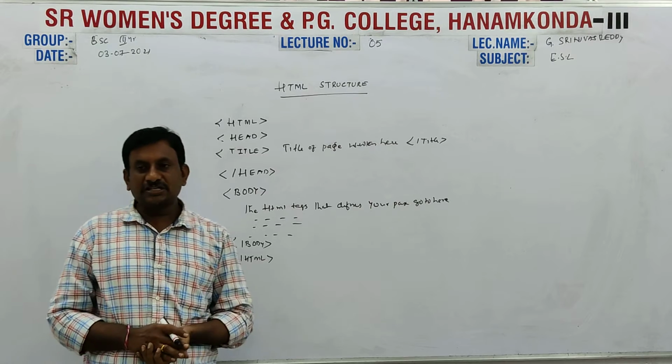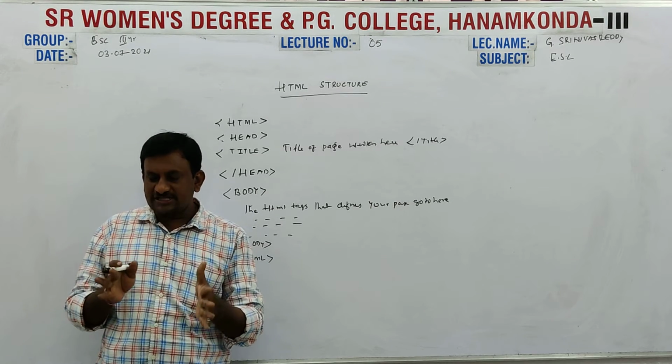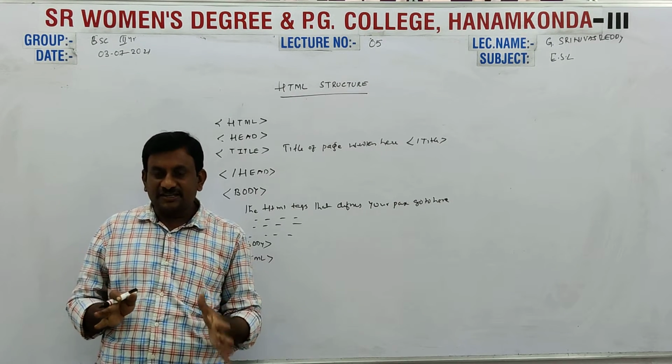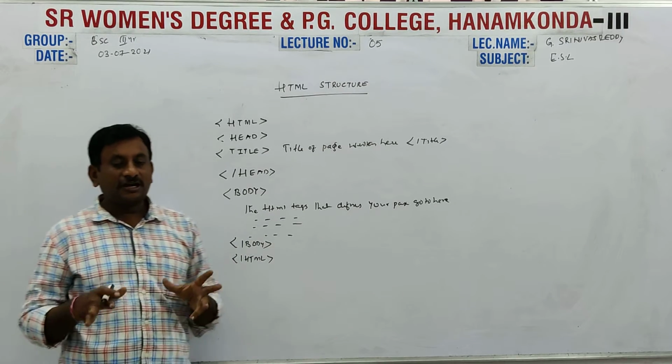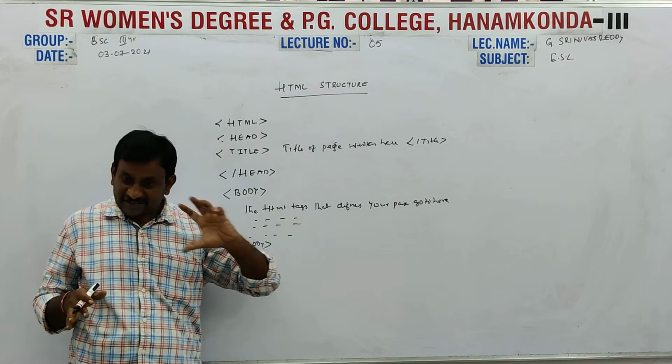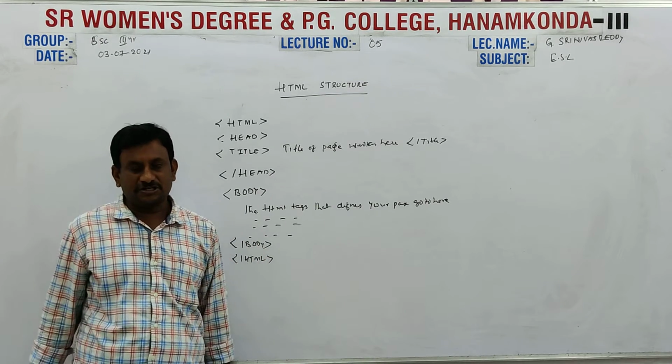HTML has two sections: one is the head section, the other is the body section. The head section contains the title of the page. The body section is the actual content displayed on the web page.